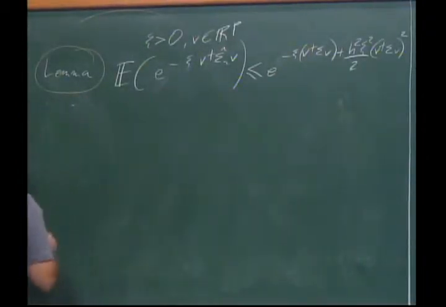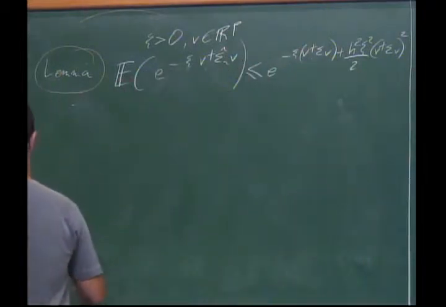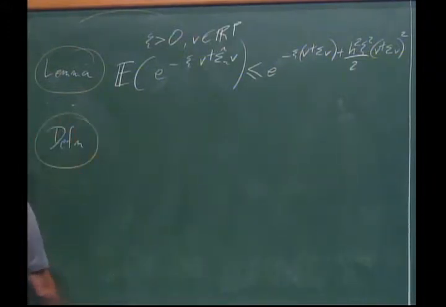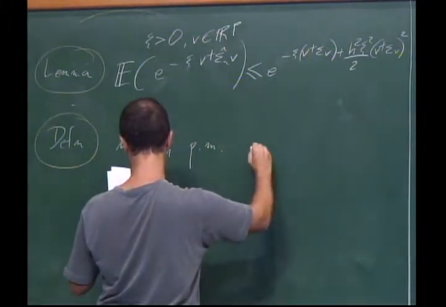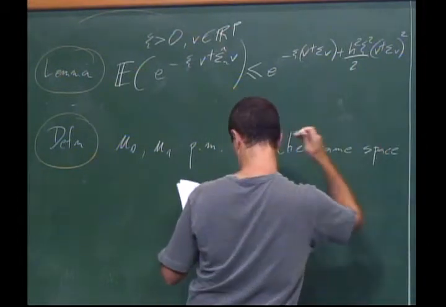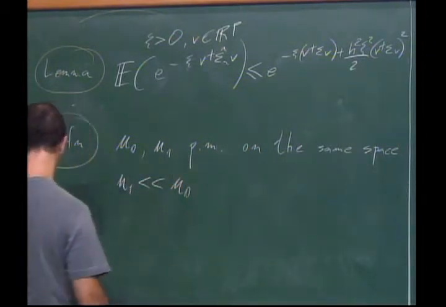So it starts from an inequality about relative entropy, or about Kullback-Leibler divergence, if you know what those are. So let's say you have a definition now. You have two probability measures on the same space, and, well, with, say, mu1 absolutely continuous with respect to mu0.